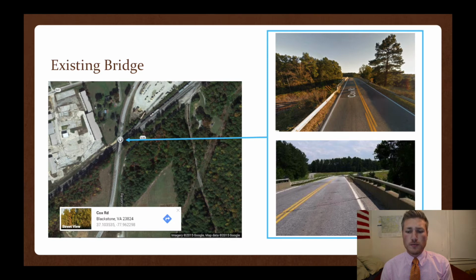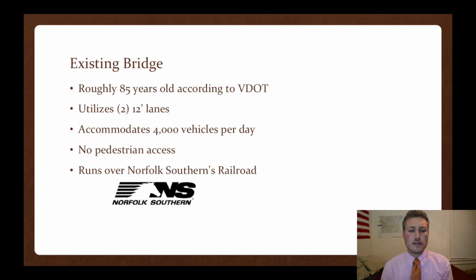To the right, we have a couple pictures of the existing bridge. The existing bridge is roughly 85 years old, according to VDOT's website. It utilizes two 12-foot lanes with no shoulder. It accommodates roughly 4,000 vehicles per day. There's no pedestrian access, which means no pedestrians can really cross this bridge. And it runs over Norfolk Southern's railroad.